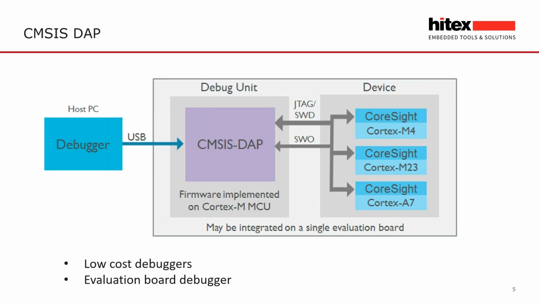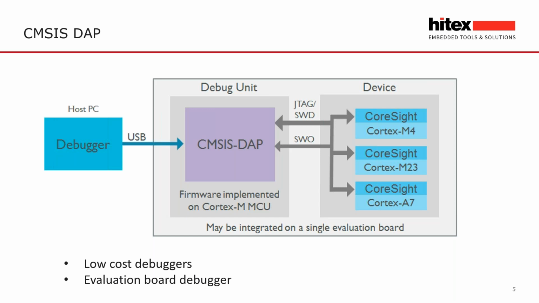In terms of debug adapters, ARM has published a block of firmware called CMSIS-DAP that allows any Cortex-M microcontroller with a USB interface to be converted into a CoreSight debugger. So this allows manufacturers to put very low-cost debuggers onto evaluation boards, and then you can simply plug into that board via a USB cable, and then you can connect your development tool and start debugging. And this is a very effective way, and it works very well.